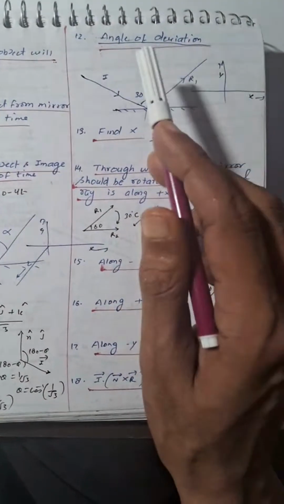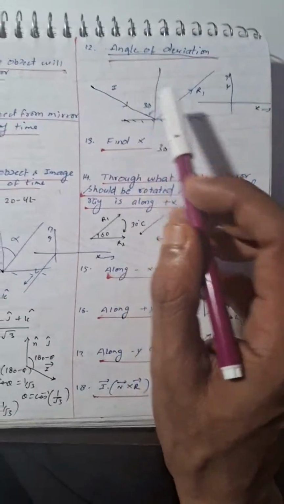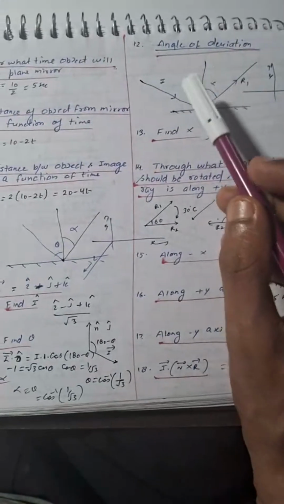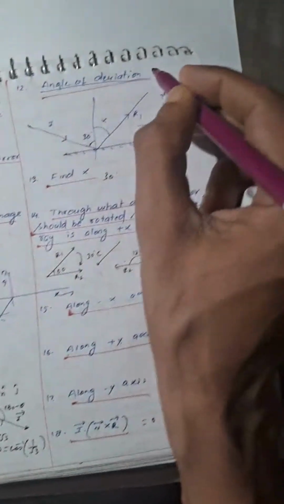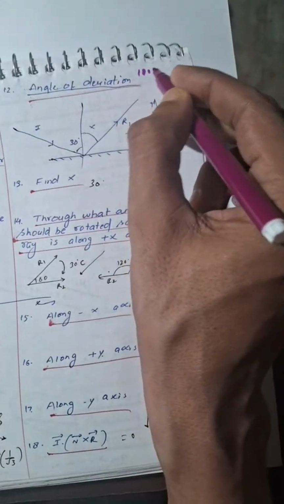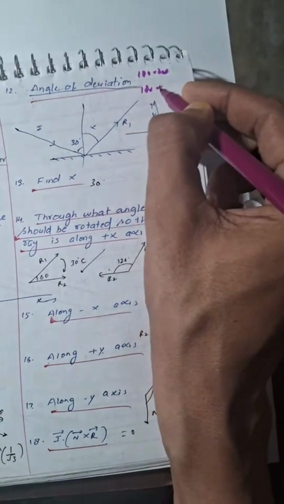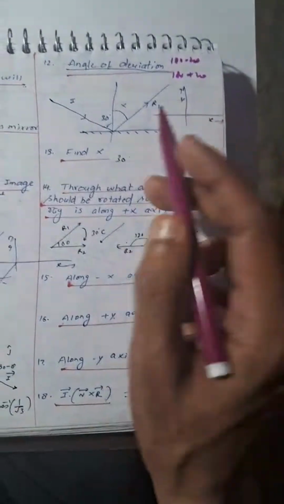Then here is another question based on this. Here we need to find the angle of deviation. So the angle of deviation will be either 180 minus 2 theta or 180 plus 2 theta. So that will be the angle of deviation.